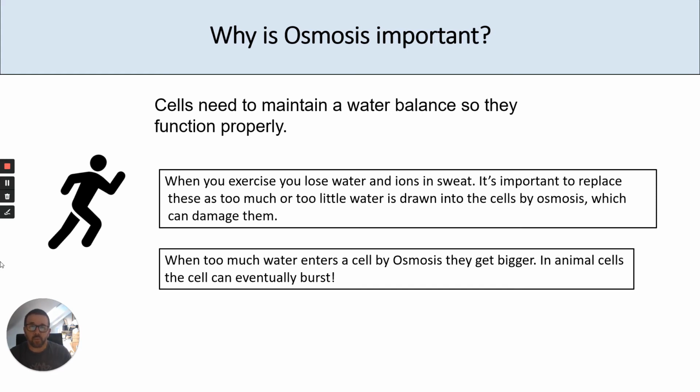So when too much water enters a cell, they get bigger, and in animal cells, if they get too big, they can eventually burst because they don't have a cell wall.